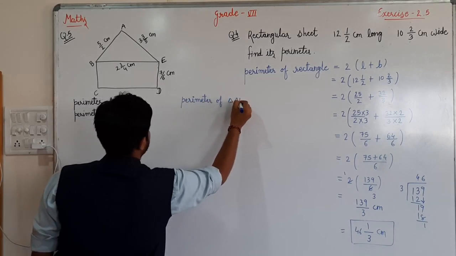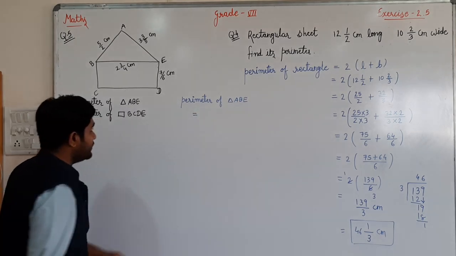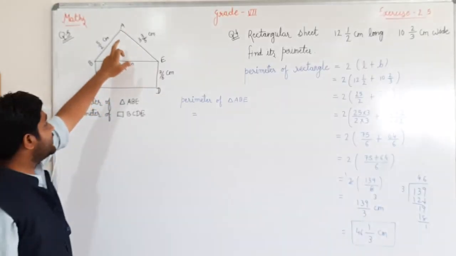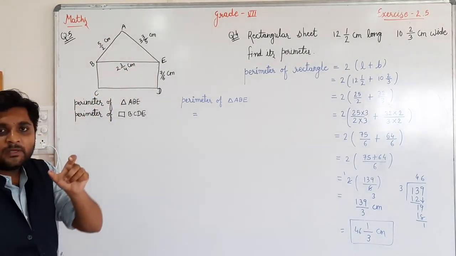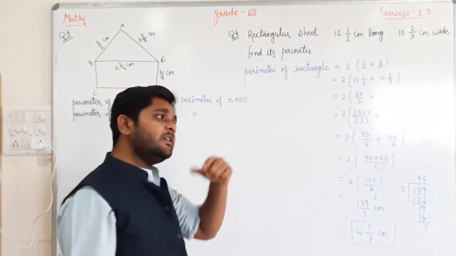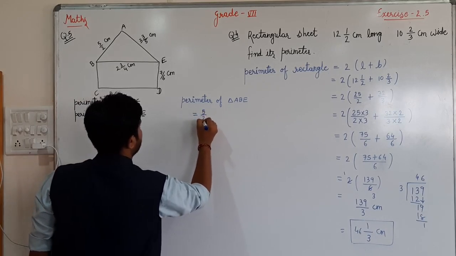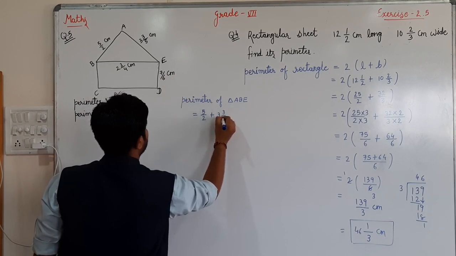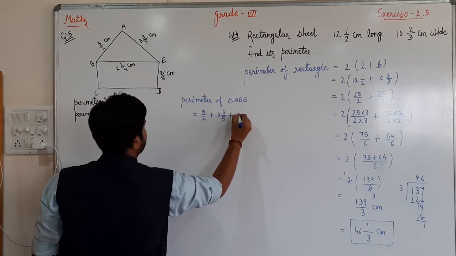Triangle A, B, E. Here I am writing down the sides. Perimeter means the addition of all its sides, so this side plus this side plus this side. All these three side measurements are already given. So let me do the simple addition: 5 upon 2 plus 3 integer 3 upon 5 plus 2 integer 3 upon 4.